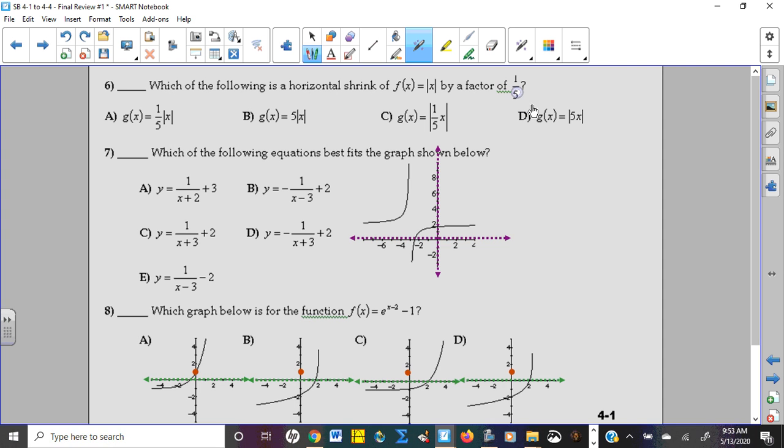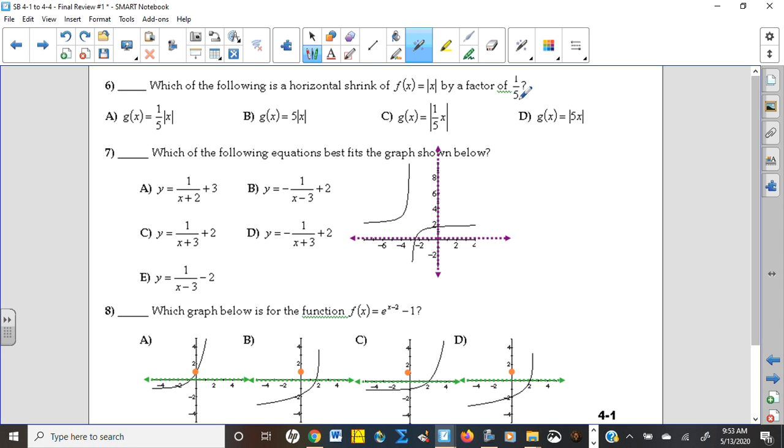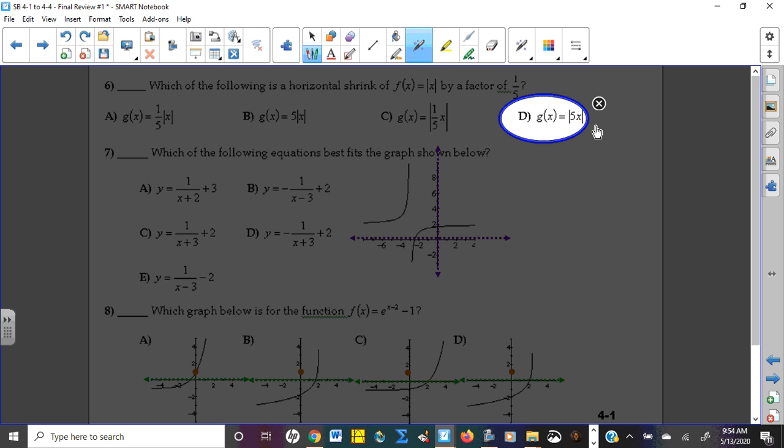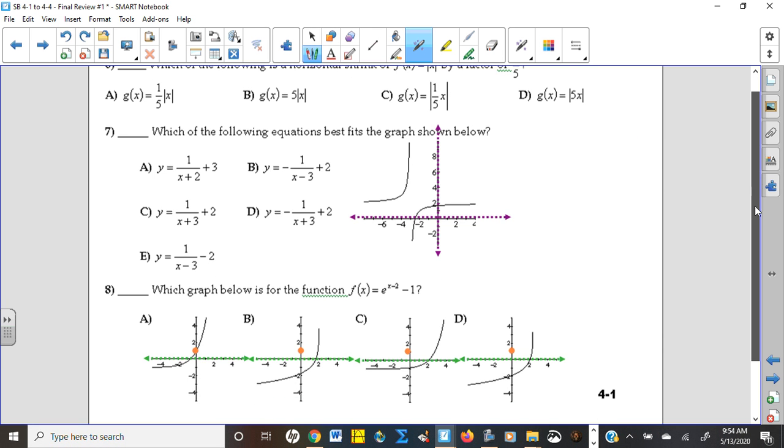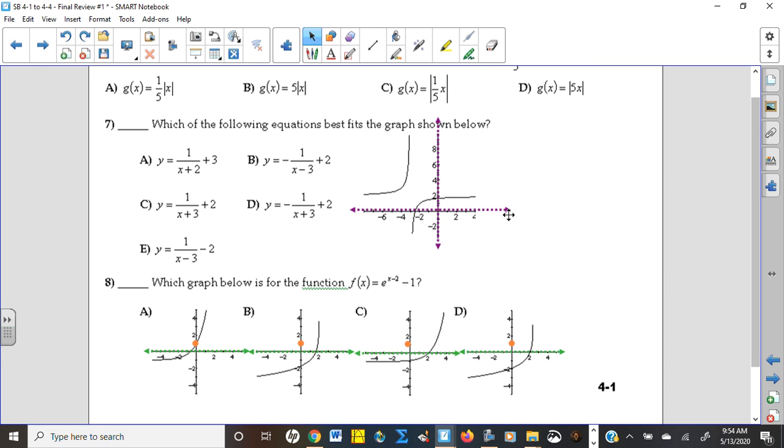By the way, this was a shrink, and so it actually should have been an answer of D in this one, because we'll get to this in a second. These are some of the questions you guys are asking about that B value. Number 7 and 8 are transformation questions. Number 7 gives you the rational function and wants to know how it's moving around.